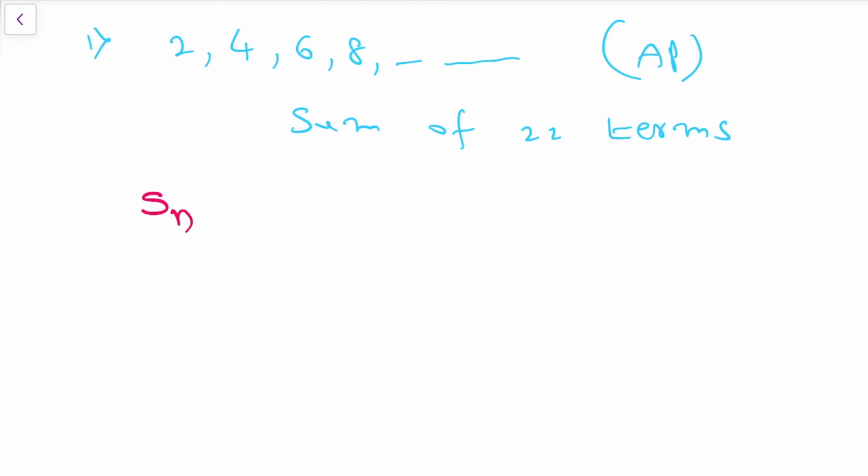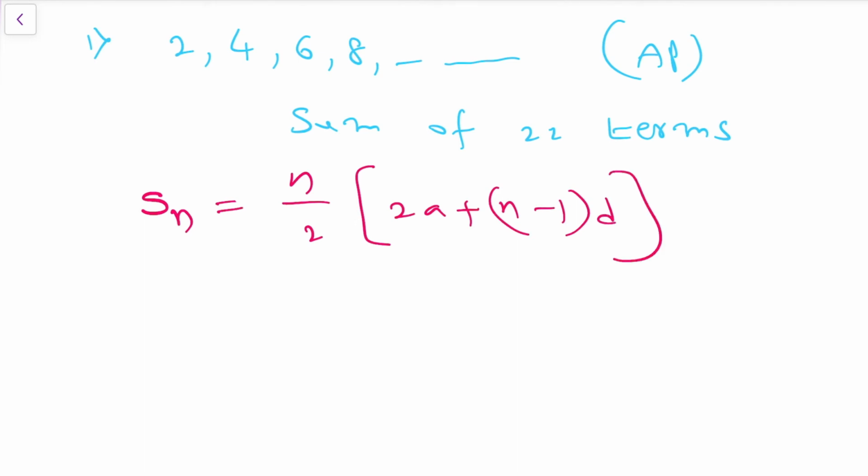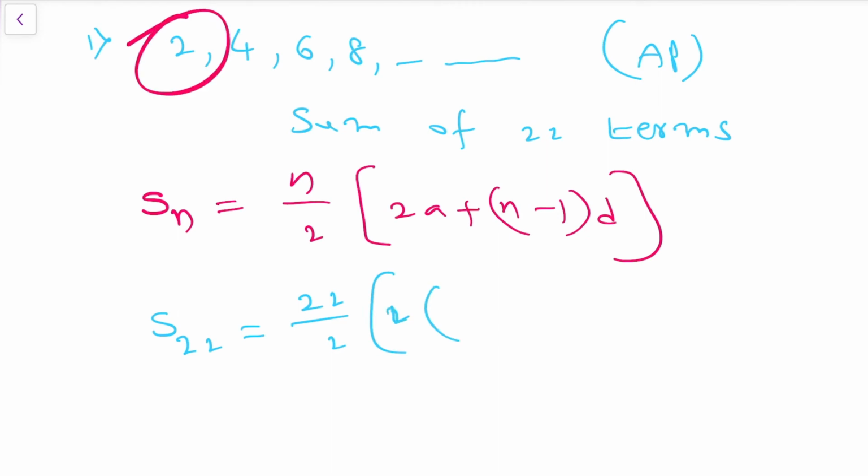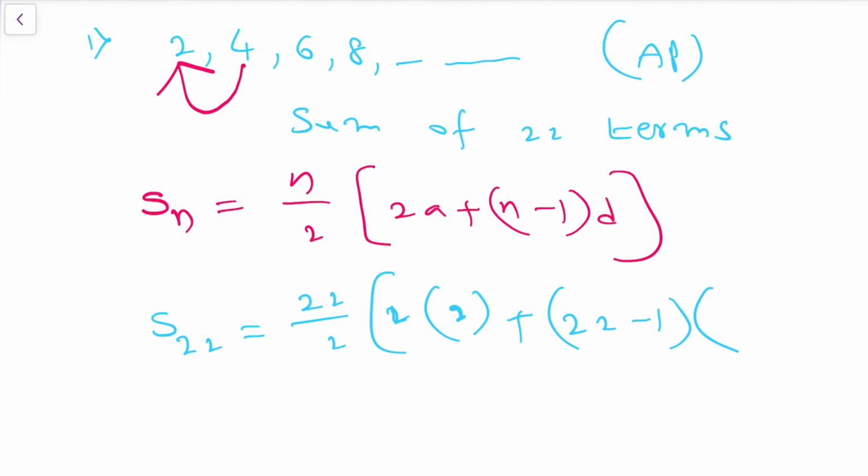Sum of n terms of AP, Sn, is equal to n by 2 into 2a plus n minus 1 into d. So yes, n means how many terms is he asking? 22 terms, so n is again 22, divided by 2, into a, the first term. Here the first term is 2, plus n minus 1, again 22 minus 1, into the common difference. Second term minus first term. Here the second term is 4 minus 2, nothing but 2.